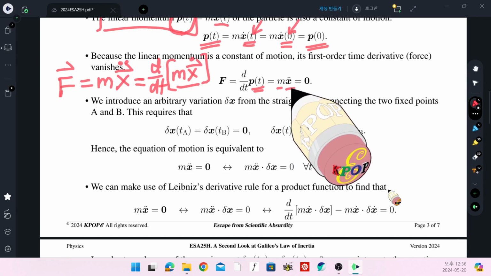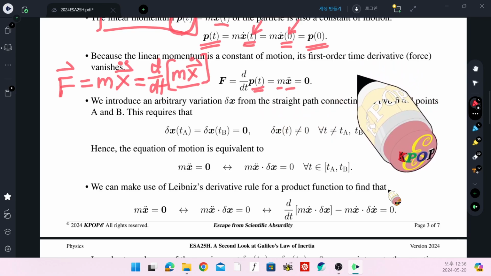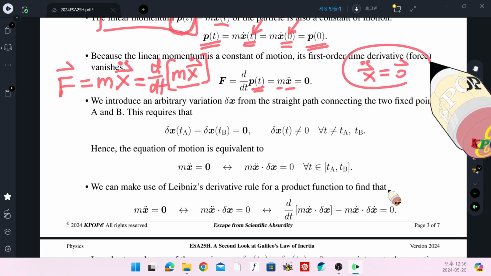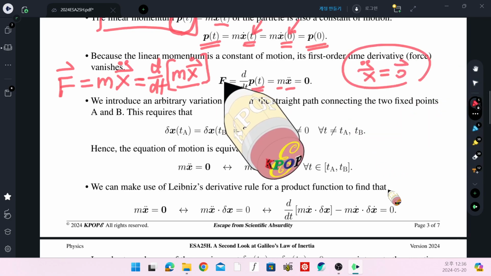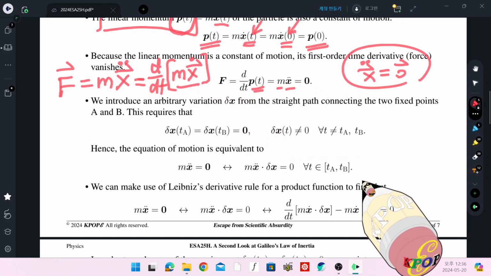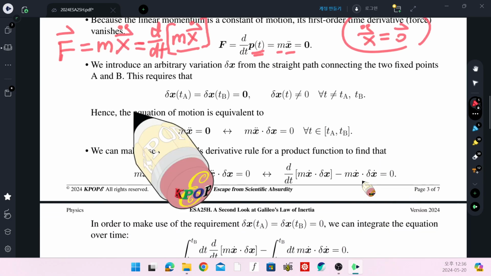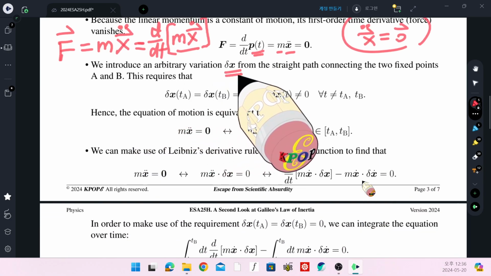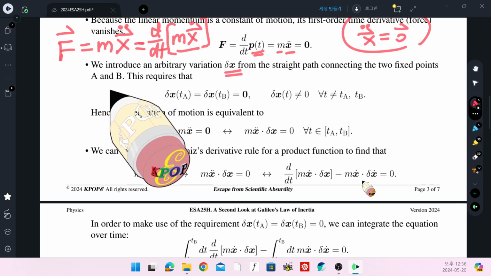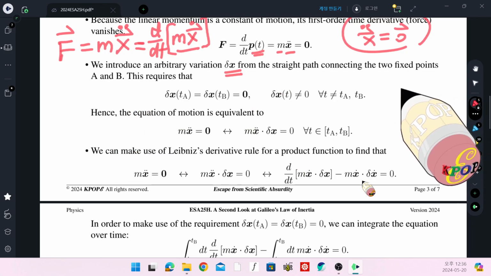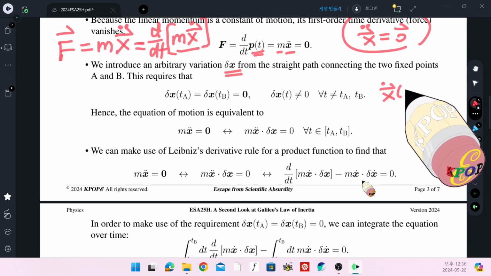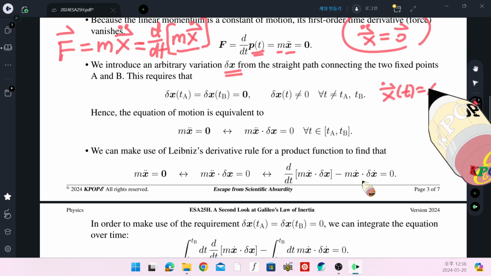But wait, we are considering the free particle, whose acceleration is identical to a zero vector. Therefore, the force is 0 and the time derivative of the linear momentum is also 0. We introduce an arbitrary variation from the straight path connecting two fixed points A and B. Why? We are considering a free particle. The velocity of a free particle is a constant of time.